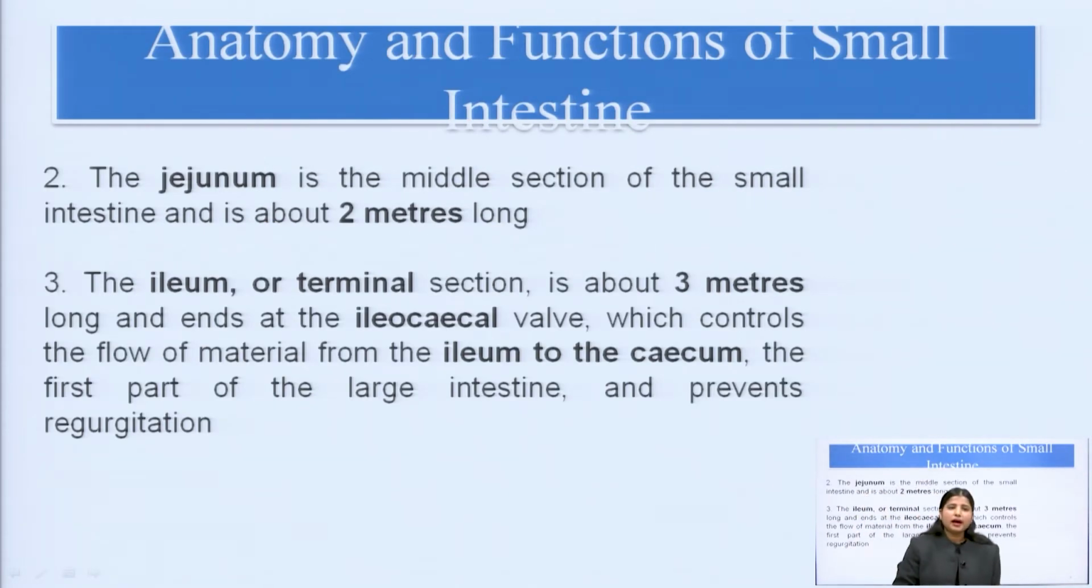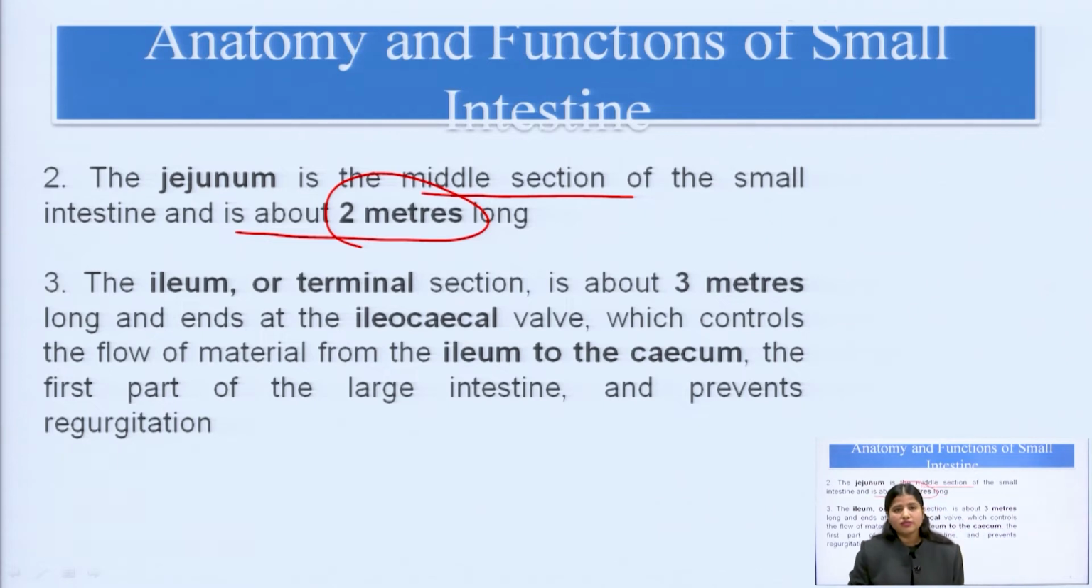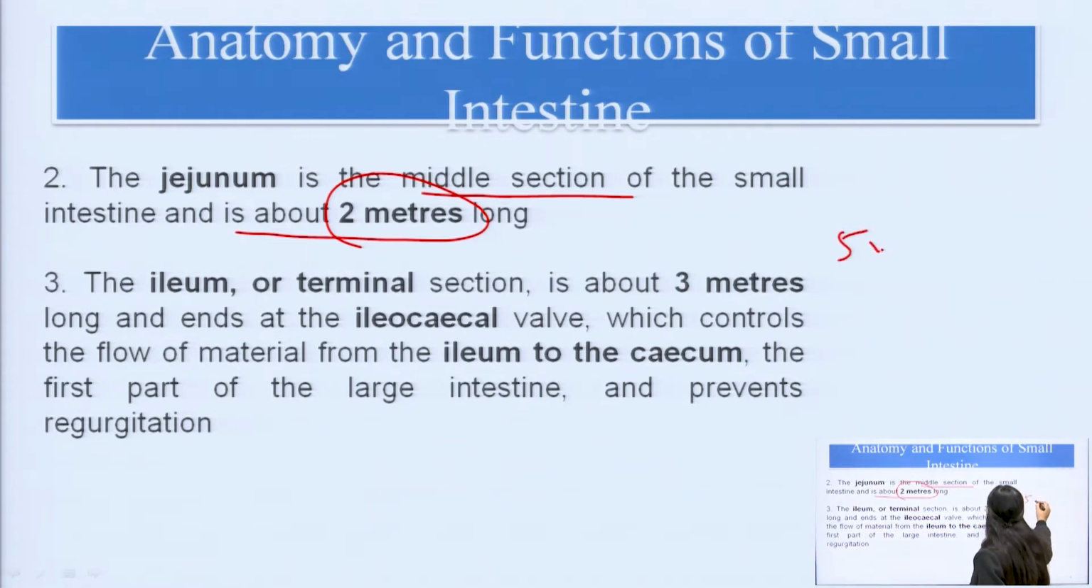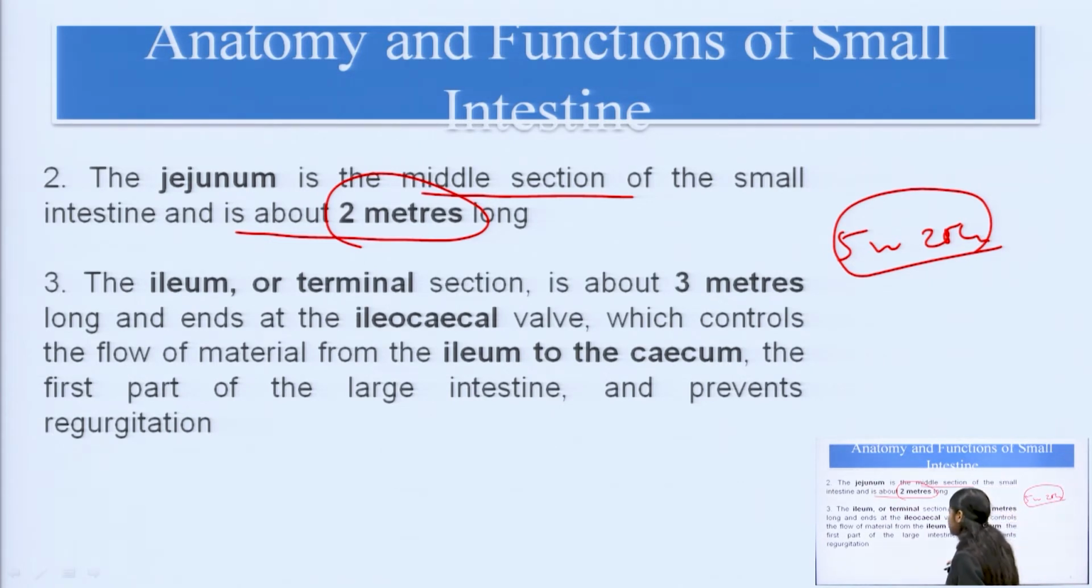Then coming to the second part of the small intestine, the jejunum. The jejunum is the middle section of the small intestine, and it is about 2 meters. The smallest part of these 3 parts is the duodenum, then the jejunum, and then the ileum, which is approximately 3 meters. So the total length is approximately 5 meters 25 centimeters.